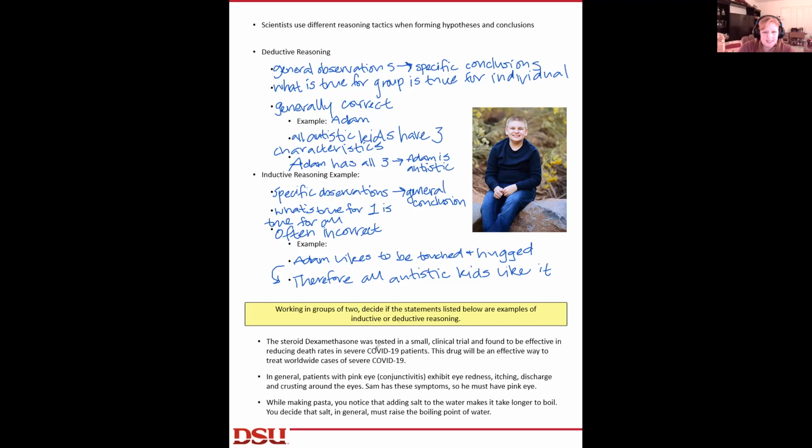The steroid dexamethasone was tested in a small clinical trial and found to be effective in reducing death rates in severe COVID-19 patients. This drug will be an effective way to treat worldwide cases of severe COVID-19. So let's take a look at some clue words here to help us decide. First off, small. This was a small clinical trial, and the results of this small trial could be used worldwide. Okay, right there, we know we're going from something specific to something general, something small to something big. This is clearly a case of inductive reasoning.